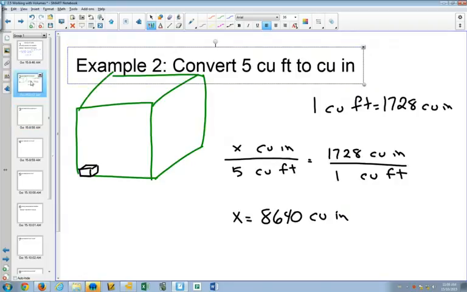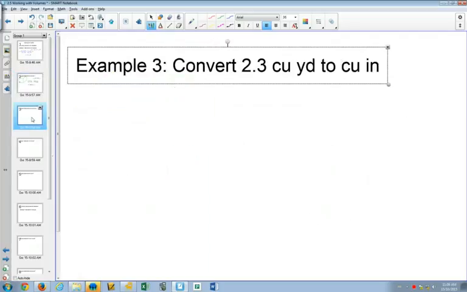What was the answer? 8,640 cubic inches. Example 3.